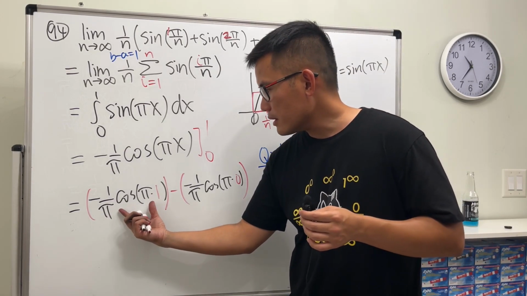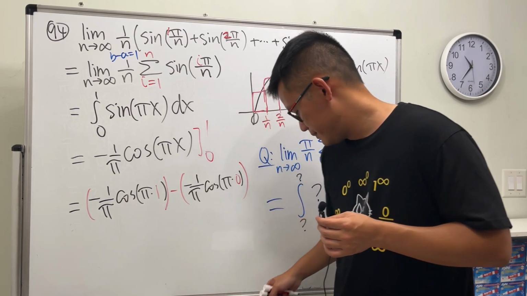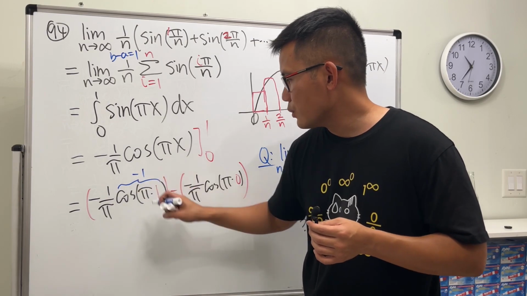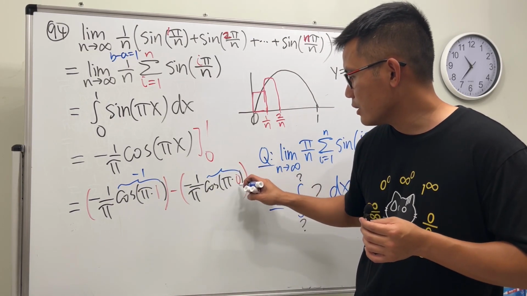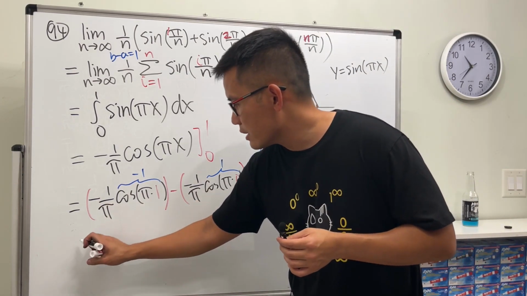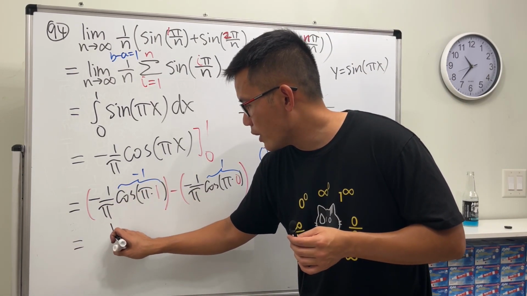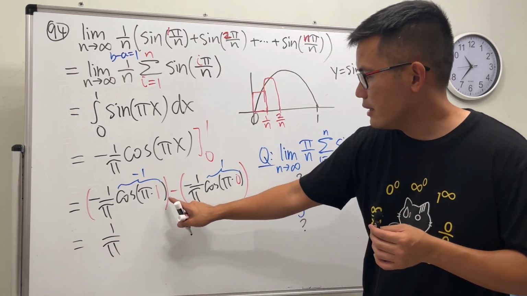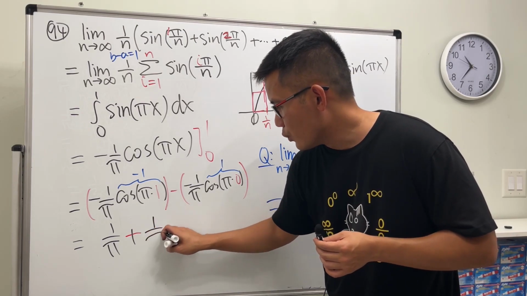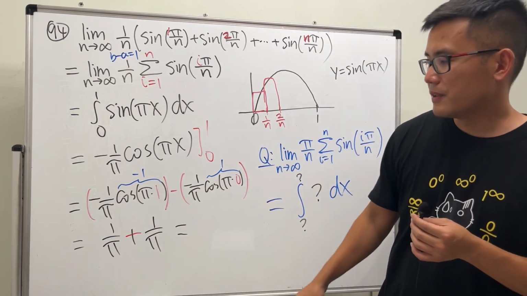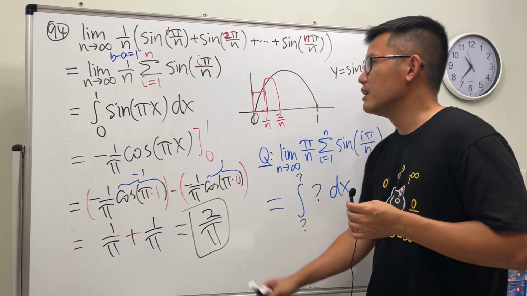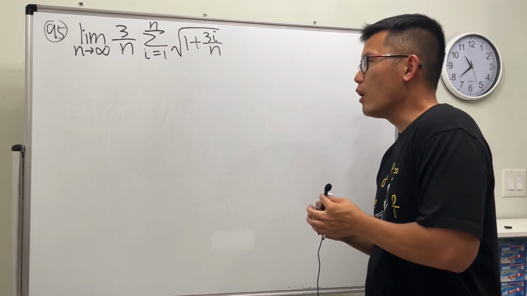Cosine of pi is negative 1. Cosine of 0, that's pi times 0, is 1. So here, this right here gives us positive 1 over pi. And then negative negative becomes a positive 1 over pi. Wow, this was crazy. The answer for that is 2 over pi. How pretty is this? Whoa.